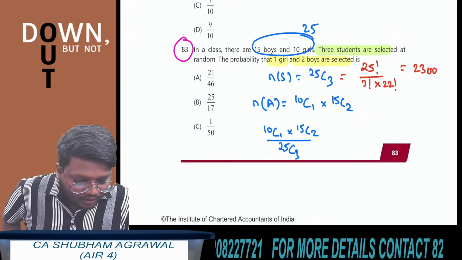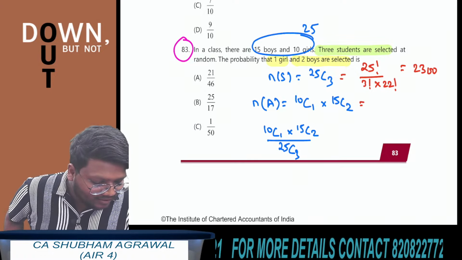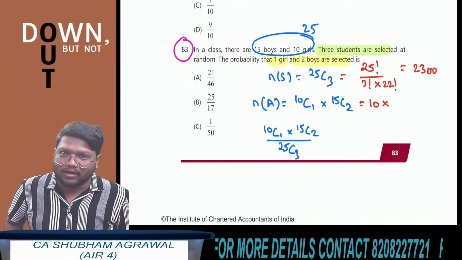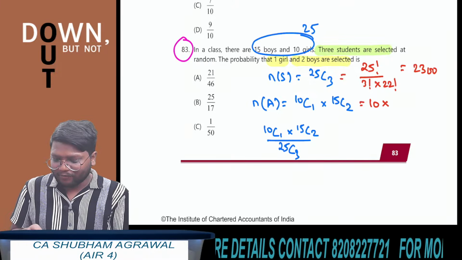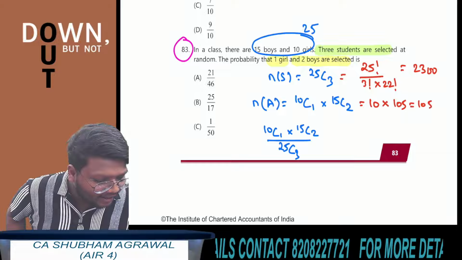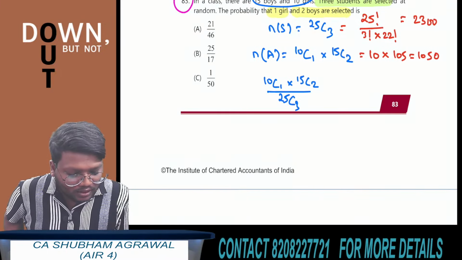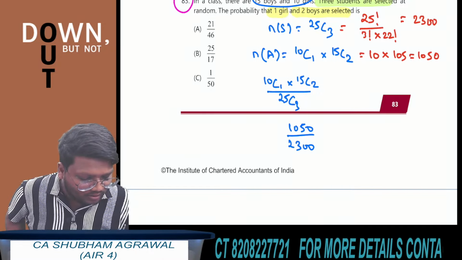Now find the value of 10C1 multiplied by 15C2. The value of 10C1 is 10. And 15C2 is 15 multiplied by 14 divided by 2. What you are getting? 105. So 10 times 105 is 1050. The number of favorable outcomes is 1050 and the total number of outcomes is 2300.